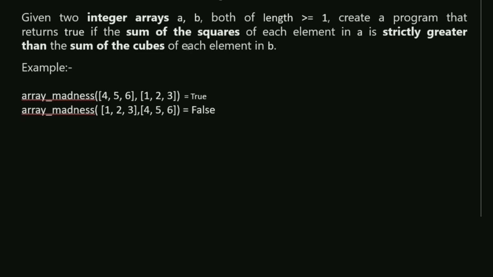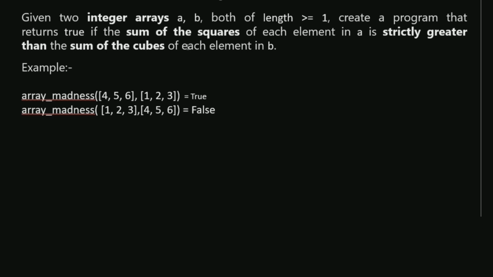So in the array madness function they have made, they have passed 4 5 6. This is the array A, and 1 2 3, this is the array B. Okay, so if we square each element in array A, that is 4 into 4 plus 5 into 5 plus 6 into 6. So the total will be 16 plus 25 plus 36. 16 plus 25 is 41, plus 36, 77. So we got the sum of A.